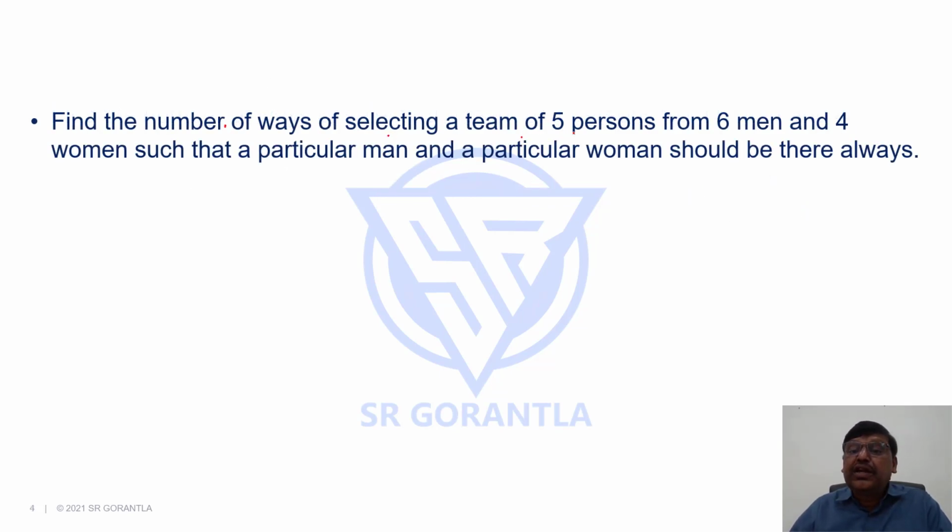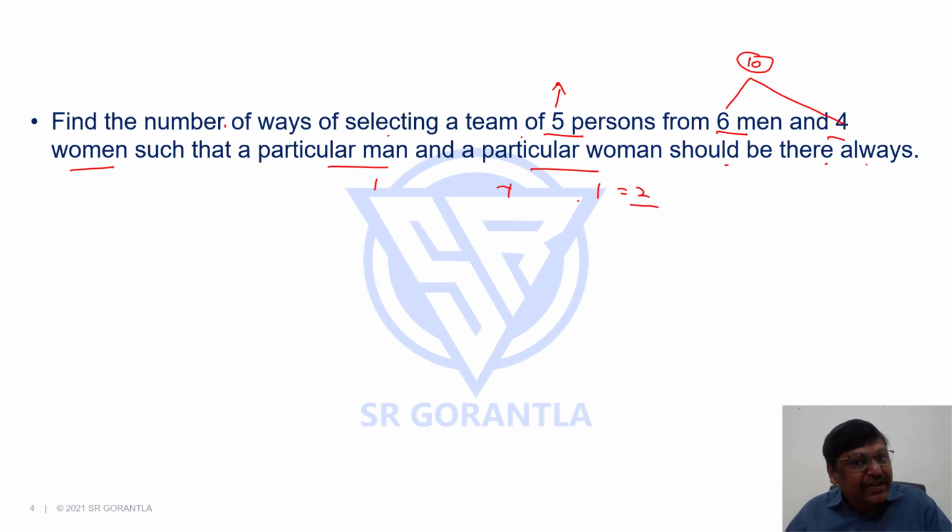Find the number of ways of selecting a team of 5 persons from 6 men and 4 women such that a particular man and a particular woman should always get selected. That means out of a total of 10 persons, you have to select 5 people, but one particular man and one particular woman, for these 2 people, you have no option but to select them. That means out of 10 people, only 8 people you have some choice of either selecting or not selecting.